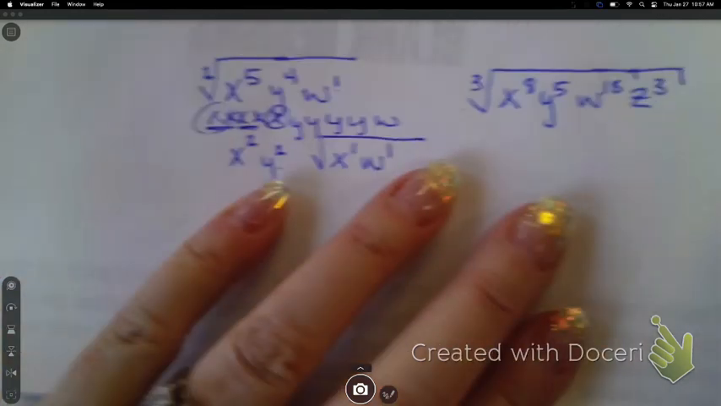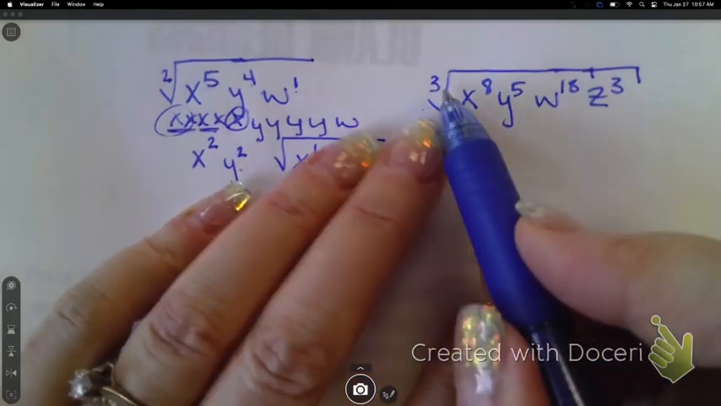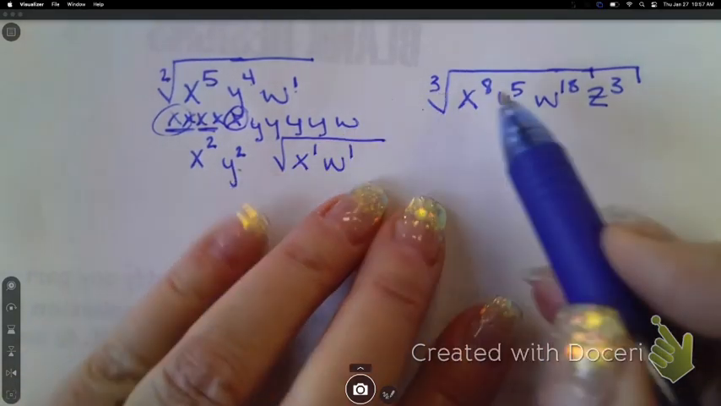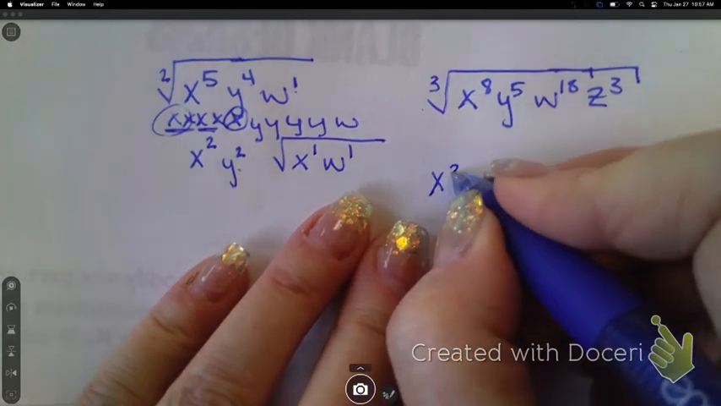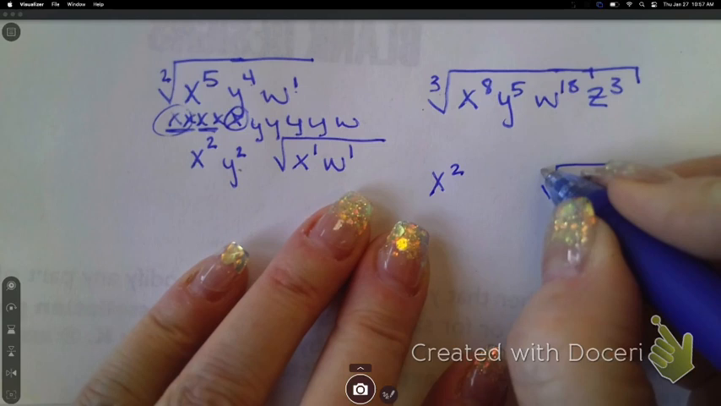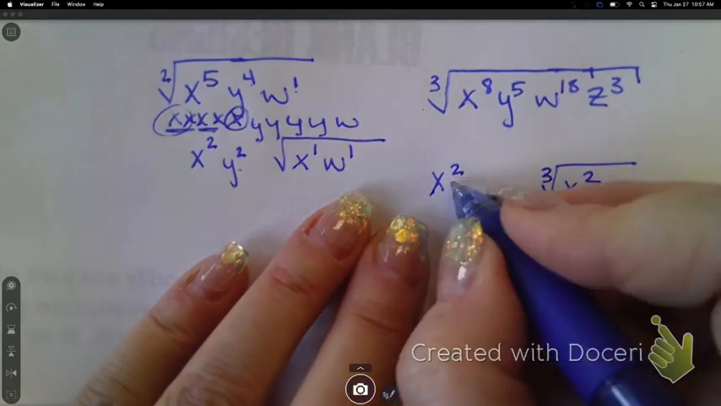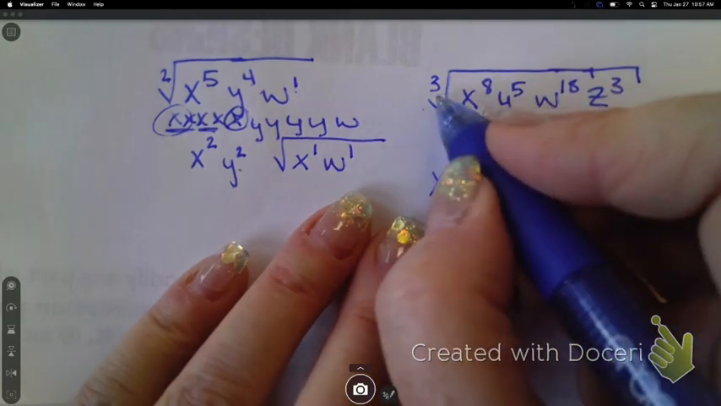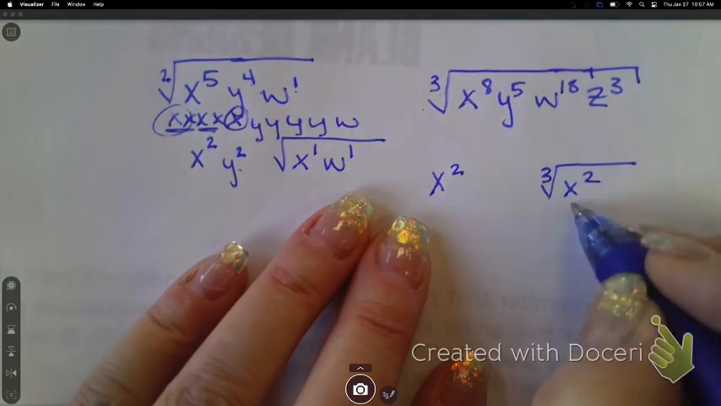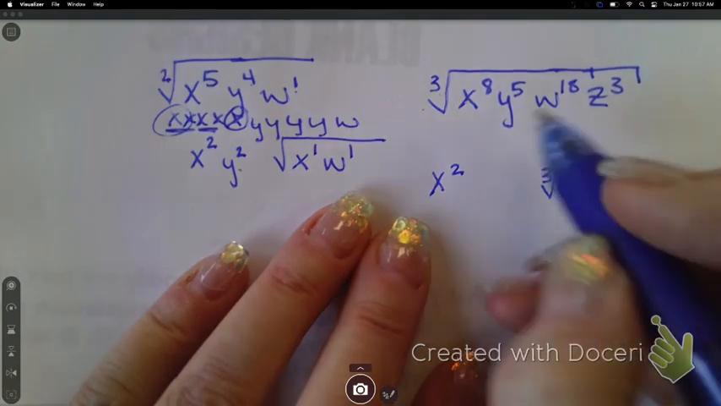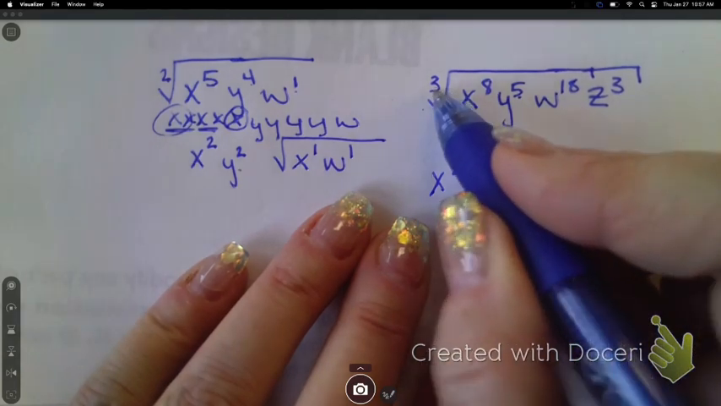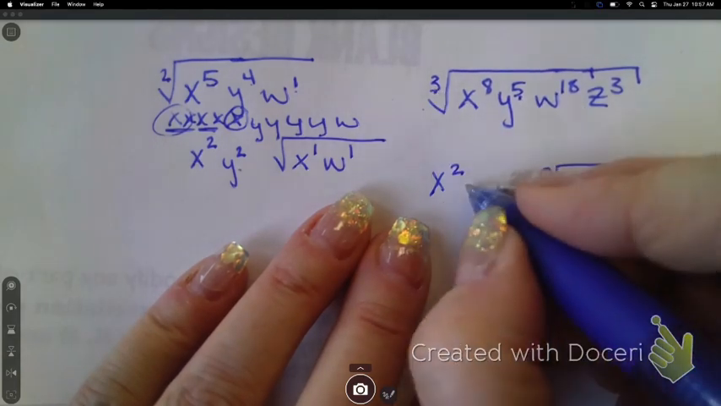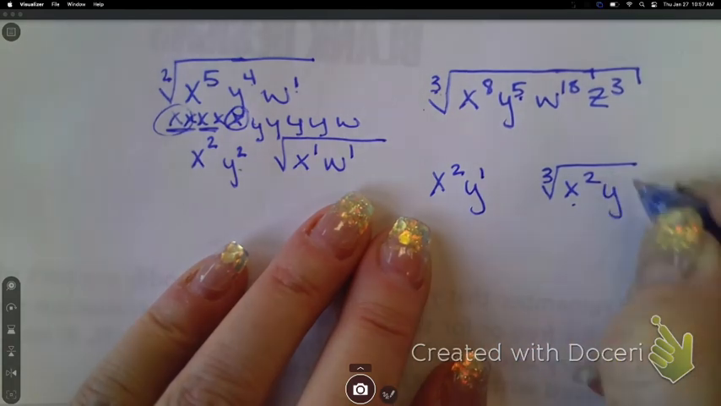Okay, now I'm going to go to cube root. So I'm going to divide everything by what? 3. So 3 goes into x to the 8th how many times? 2. What's left over? 2. So x squared comes out. 2 sets of 3 come out, and 2 individual x's stay in. I divide 5 by what? 3. So 3 goes into 5 how many times? Once. How many left over? 2.